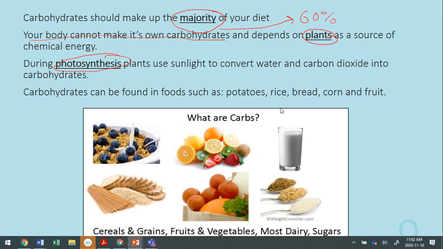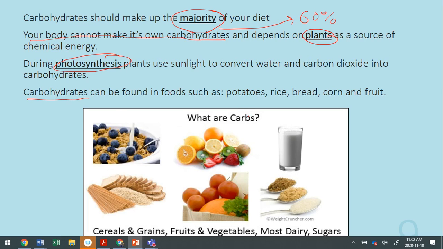Another name for a carbohydrate is a sugar. Okay, and again, we always think, oh, sugar's bad, sugar's bad. Well, there are certain sugars we shouldn't have as much of, and there are other sugars that are better for us. Okay, so where can carbohydrates be found?